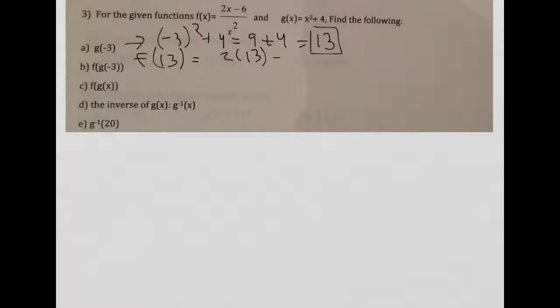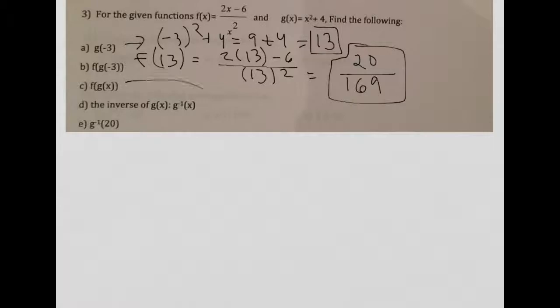So 2 times 13 minus 6 over 13 squared. So it's 169 in the denominator. 13 times 2 minus 6 is 20. 20 over 169 is the answer for B.